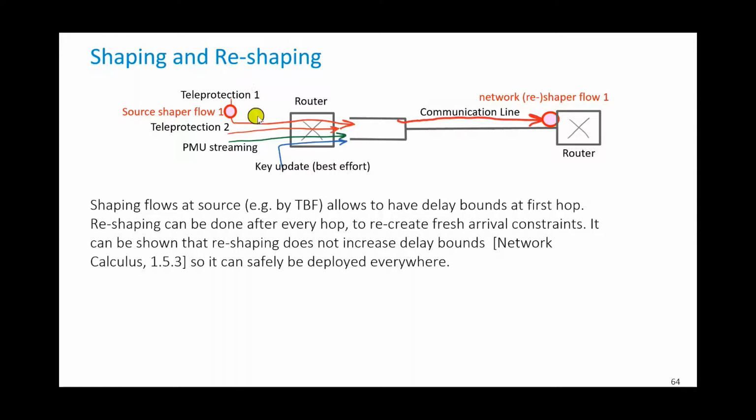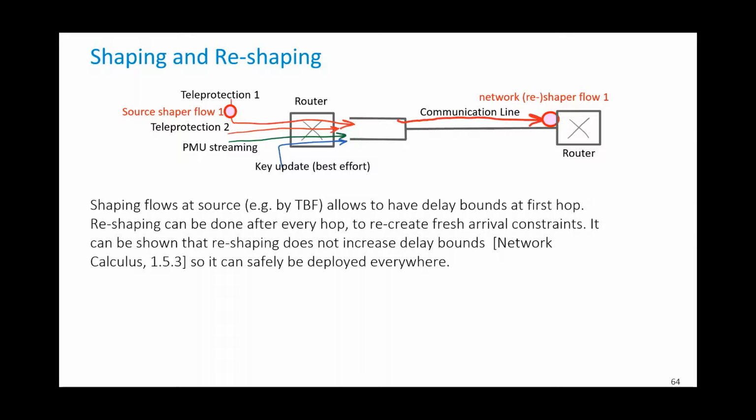So the delay will be the sum of the delay at this node plus the delay of this node. The delay incurred by the reshaper is not to be added. The delay that the reshaper adds is a delay that could have happened already.